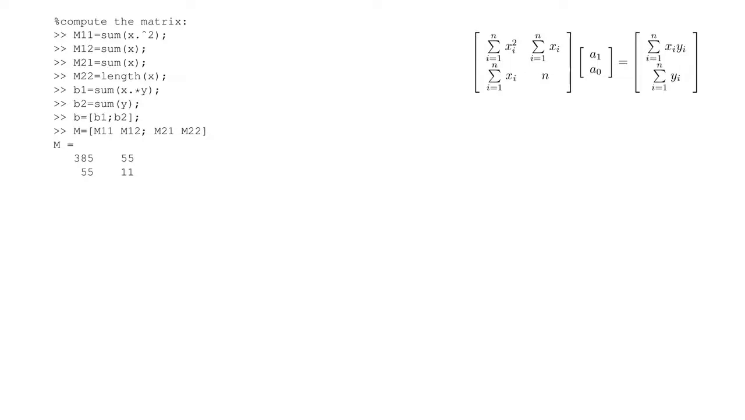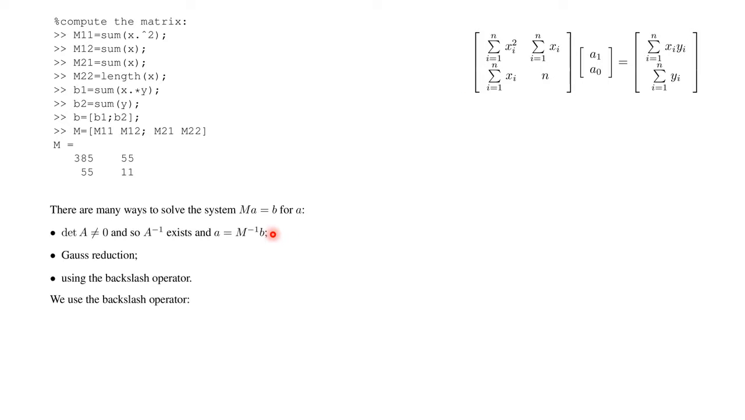Right, so that's the equation that we're trying to solve. So we can compute these 6 values, these 4 in this matrix and these 2 in this vector on the right-hand side. So we just compute those and form the matrix M. So M is that matrix there. And now we've got to solve. And there are many ways of solving. If this matrix has an inverse, then we can just take the inverse of this matrix M, and multiply by B to get A.